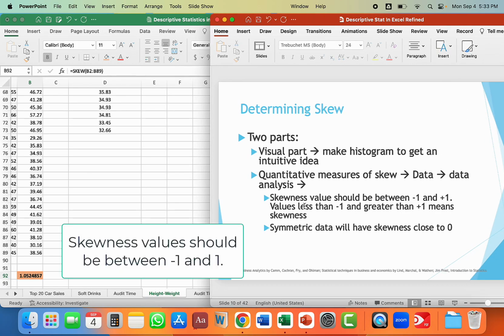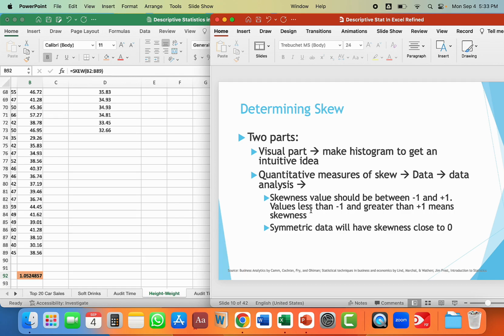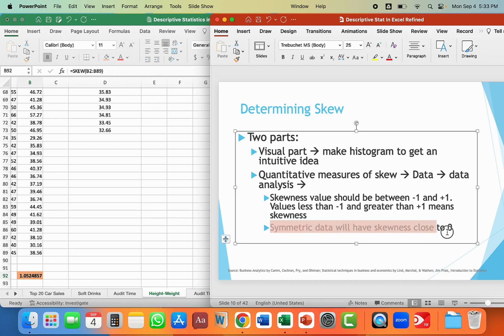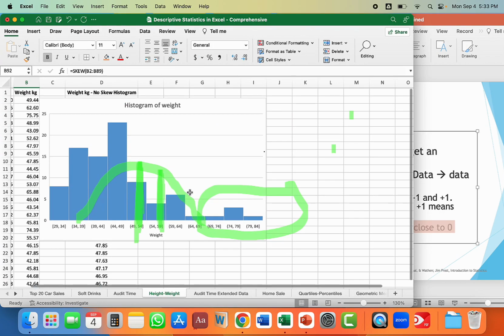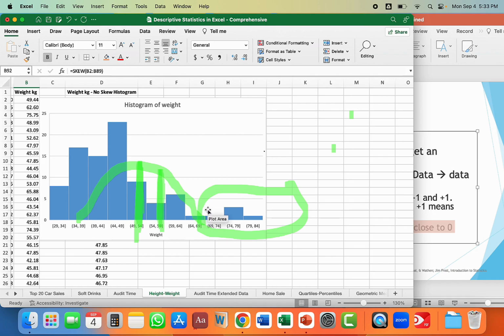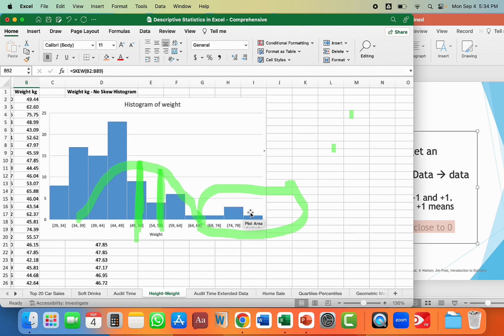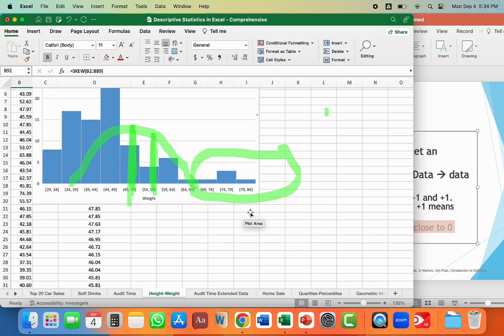Normally this skew value should be between -1 and +1. If it is less than -1, it means there would be a skew on the left side. If it's greater than +1, it means there would be a skew on the right side. Symmetrical data would have skewness close to 0. And we know that in this case we have a positive skew or right skew. Therefore, having this value of 1.05 makes sense.